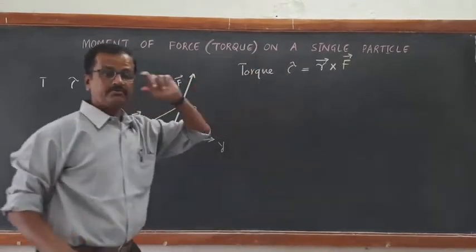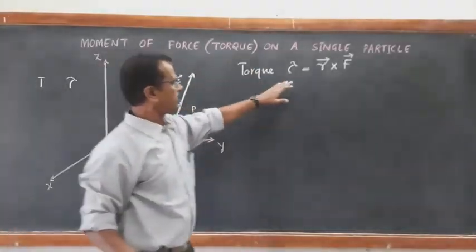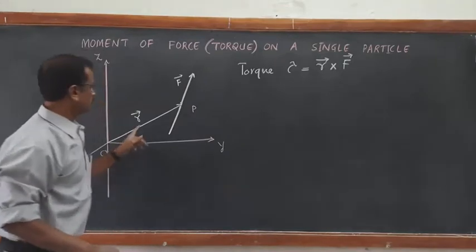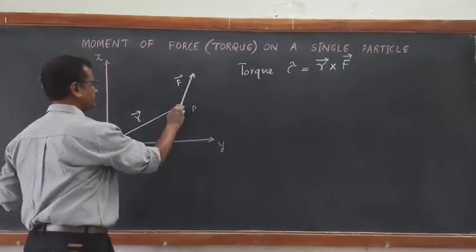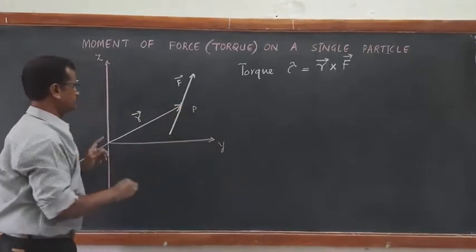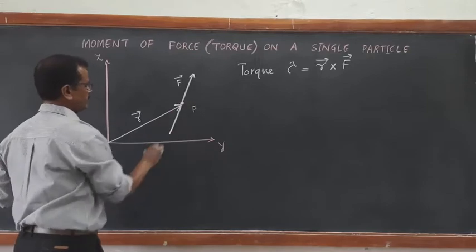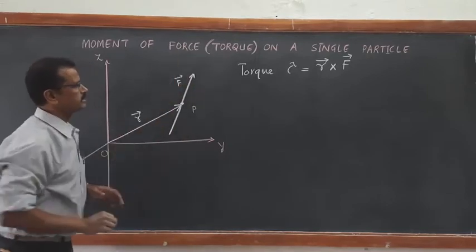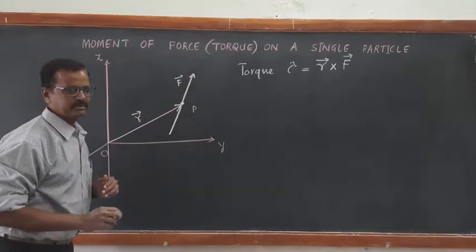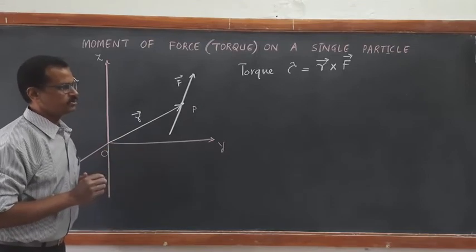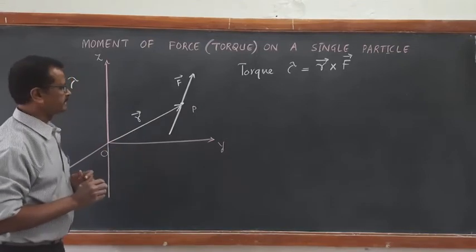Position vector and force vector: R cross F. What is R here? R is the position vector of the particle. This is the R vector, and this is the particle, and this is the direction of force. So what is R cross F? It is the cross product of position vector and force vector.